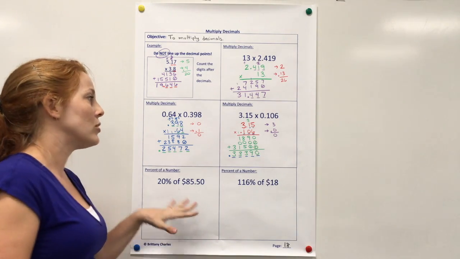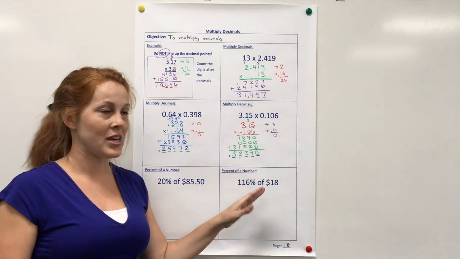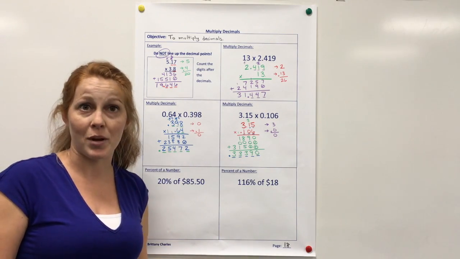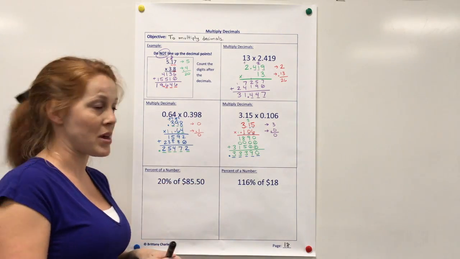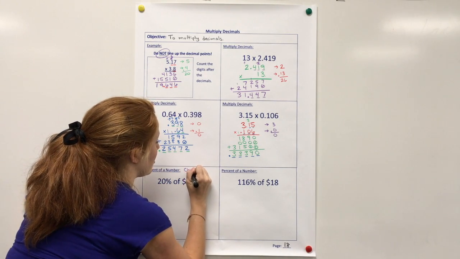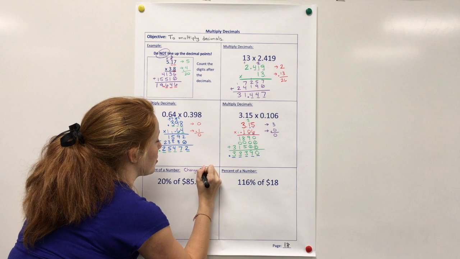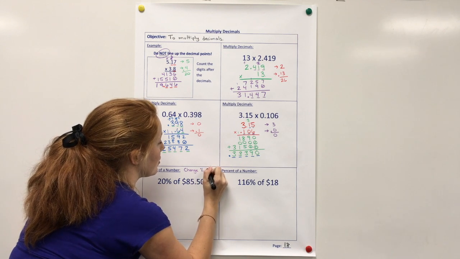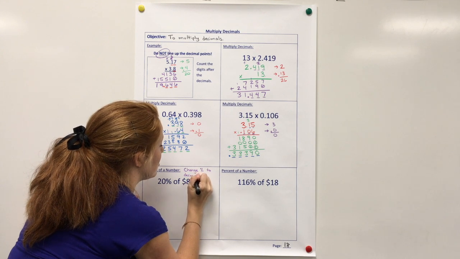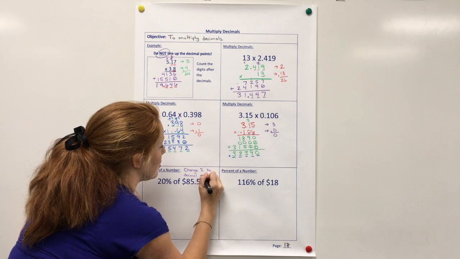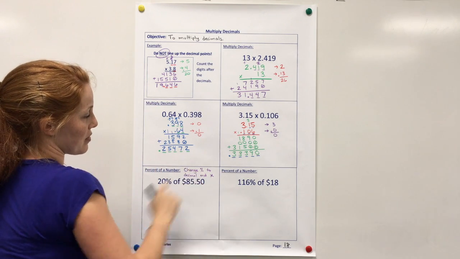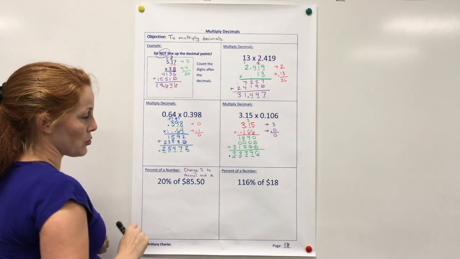Okay, now looking at percent of a number, you're going to just multiply decimals to find percent of a number. So write this with me. Change percent to decimal and multiply. Now I just put a percent sign for percent and the times sign for multiply.